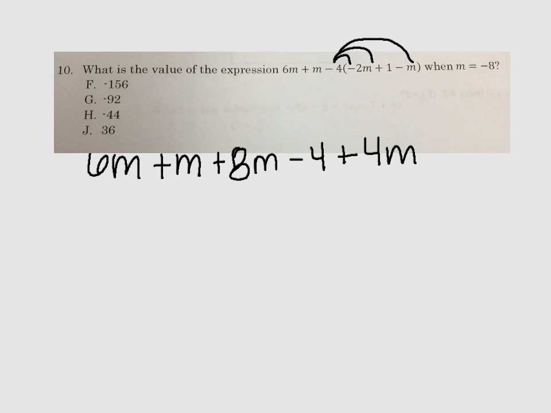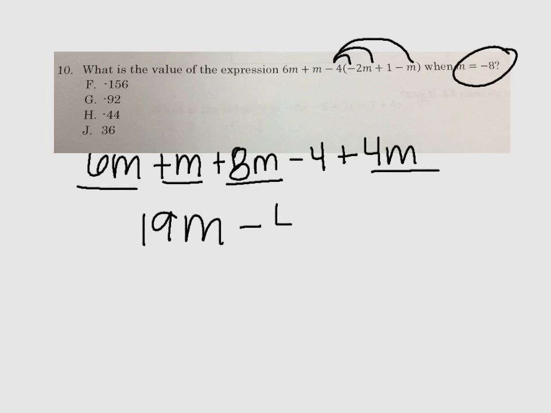And I want when m equals negative 8. So before I plug in m equals negative 8, I'm going to simplify all this down. 6 plus 1 plus 8 plus 4. Well, 6 plus 1 is 7. 7 plus 8 is 15. And 15 plus 4 is 19. So we have 19m minus 4.